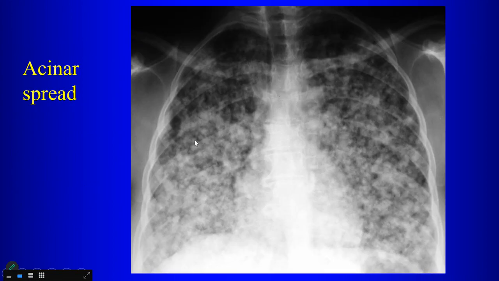Another appearance is multiple nodules like this, but these are ill-defined nodules. These are acinar nodules, and they're caused by airway spread of the tumor when it disseminates through the airways.